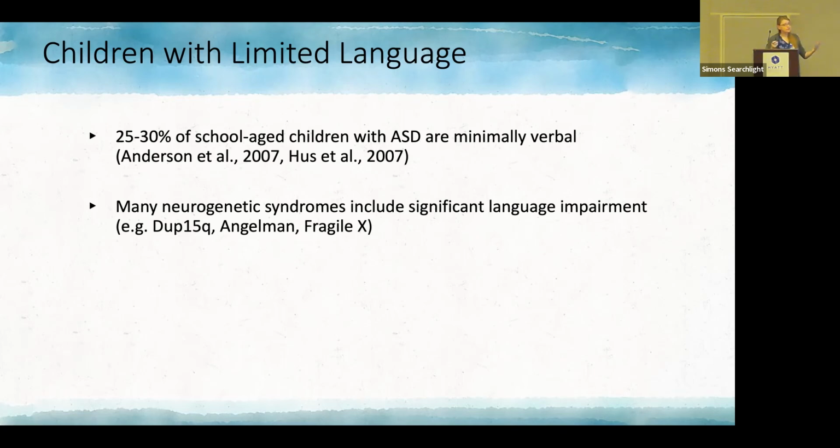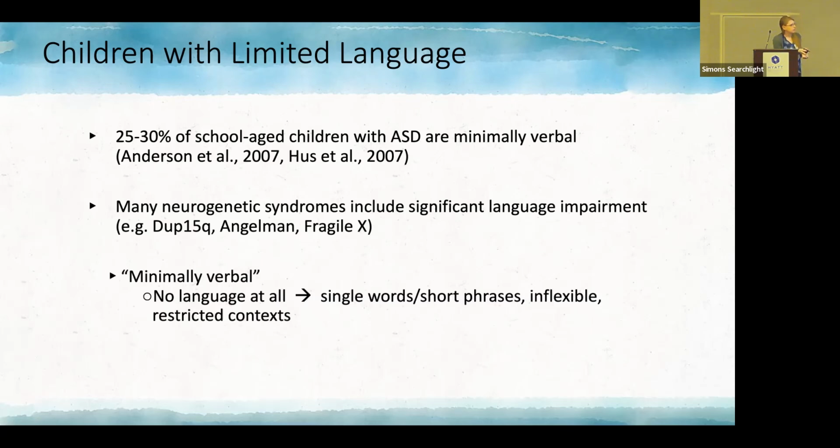Of the whole autism population, about a quarter of kids are still minimally verbal by the time they get to school age. Like I said, lots of these specific genetic syndromes have this profile. And when I say minimally verbal or limited language, I'm including kids who don't use any spoken language at all, or kids who do use some spoken language, but it's limited and restricted in terms of what they are able to express.